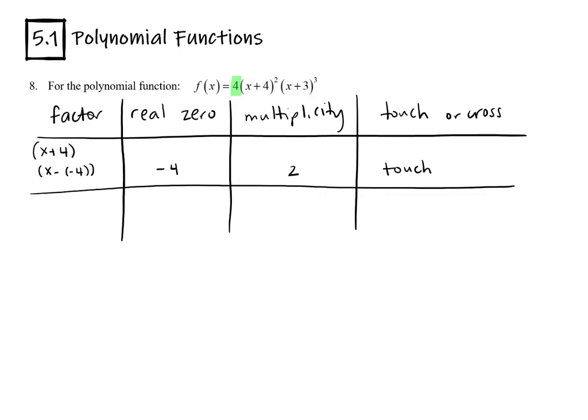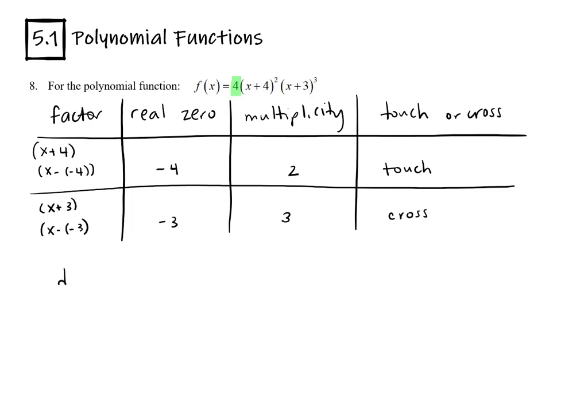Let's look at our other factor. It says x plus 3, which we know is x minus negative 3. So our real 0 is negative 3 with a multiplicity of 3. Because that's odd, we know that it crosses the x-axis.